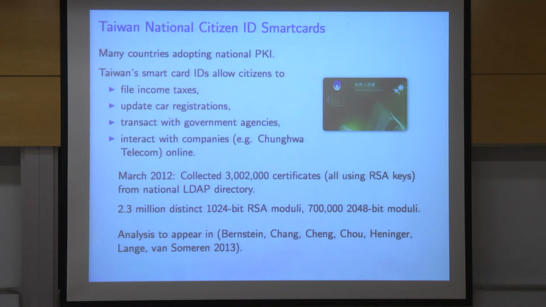So in March 2012, some Taiwanese researchers collected 3 million certificates, all using RSA keys from the national LDAP directory. This directory had 2.3 million distinct 1024-bit RSA moduli and 700,000 2048-bit RSA moduli. So these are essentially from just 2 generations of cards. And we analyzed this data in a paper which has not been put online yet, but will be shortly.